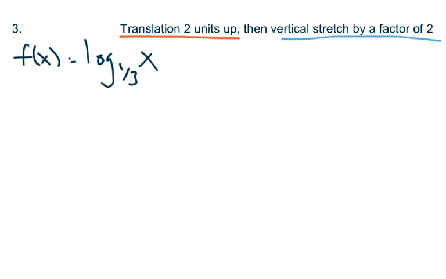Okay, so let's start with the translation 2 units up. Again, it's translation, so it's adding and subtracting. Up is obviously vertical, so we're going to just add 2 to the end of the function. So we'll have the log base 1/3 of x, and then plus 2, not in parentheses. If we wanted a horizontal translation, we would put parentheses, but we don't want that, so we're not going to put parentheses. That takes care of the translation 2 units up.